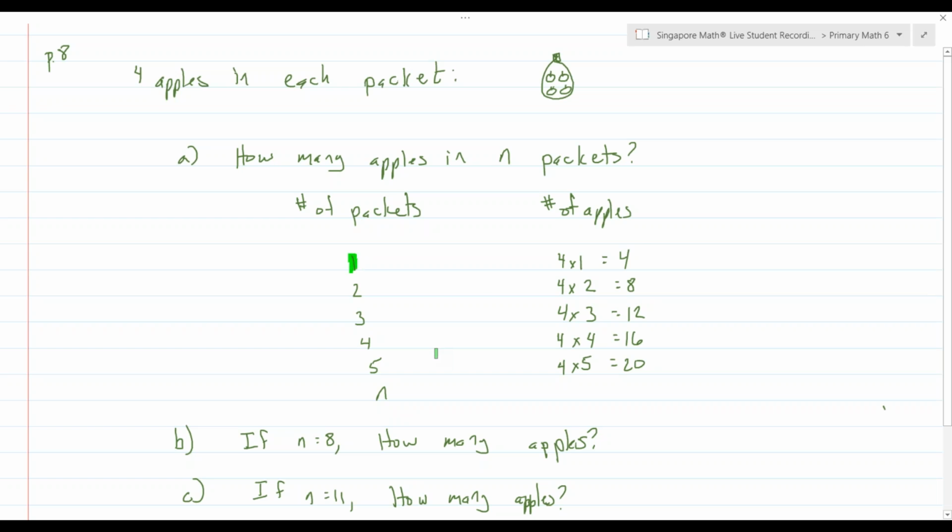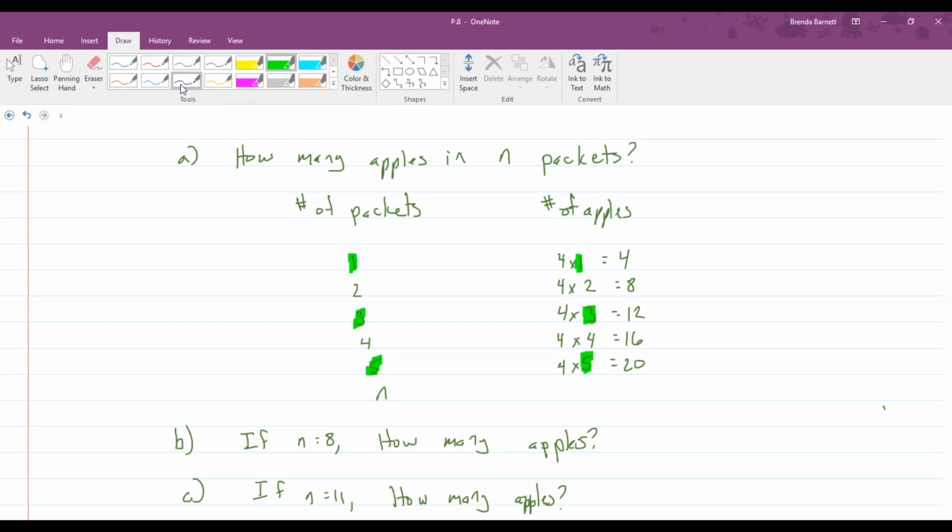If I have 1 packet, I multiply 4 times 1 to get 4. There's 4 apples in 1 packet. If I have 3 packets, I have 4 three times, because there's 3 packets and 4 apples in each one. 4 times 3 is 12. I have 12 apples. If I have 5 packets, since 4 times 5 is 20, there would be 20 apples.